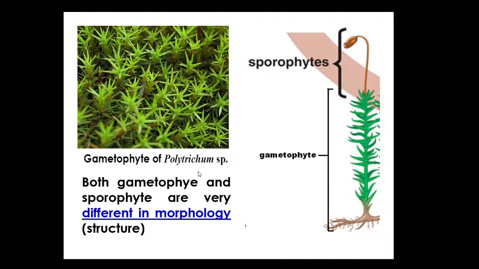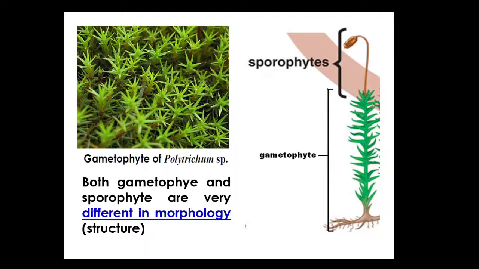The reason that diagram started with the gametophyte is because the first example that we will have is bryophytes, which are mosses. And in mosses, the dominant generation is the gametophyte. So when we talk about those, we usually start with the gametophyte generation.